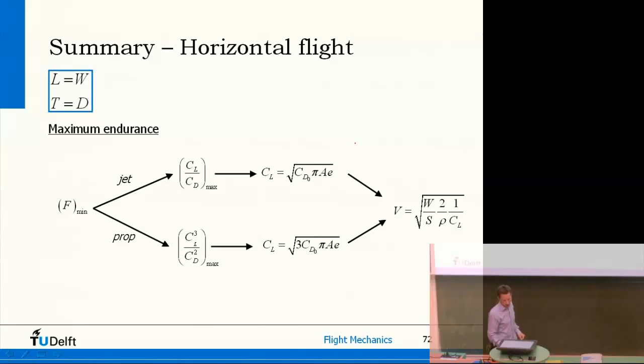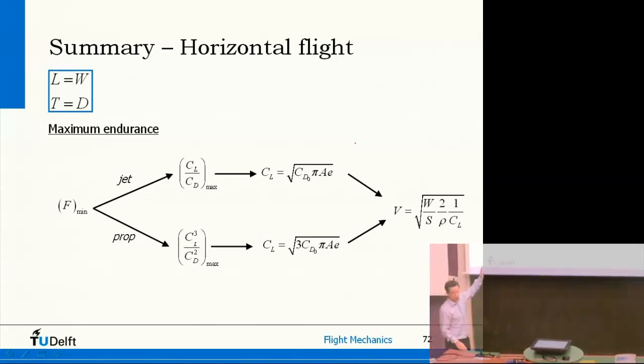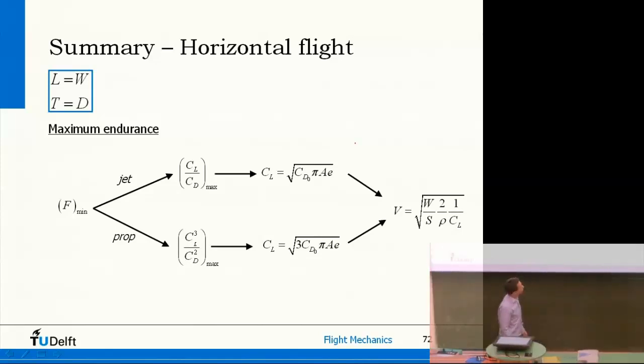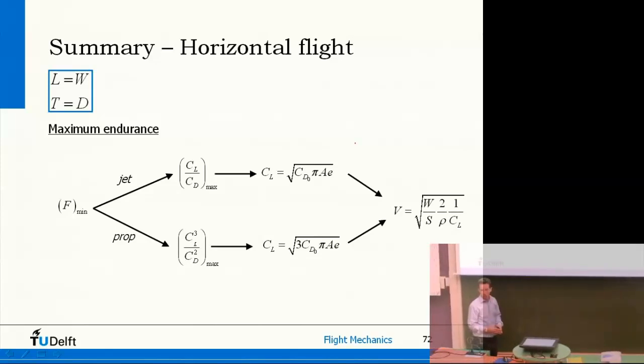Endurance is not on here, it's on the next page, but again it's the same story. You want to minimize fuel. If you minimize fuel use, you have some kind of a lift over drag ratio, a certain lift coefficient, and then an airspeed. So these 4 steps, always the same for every problem.